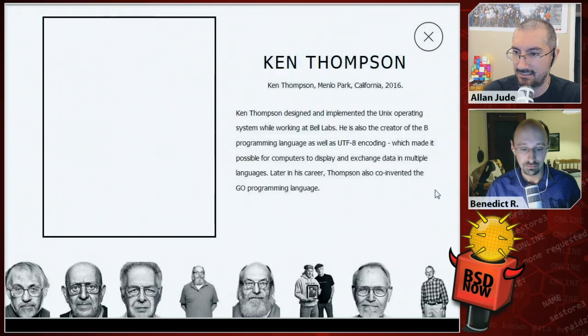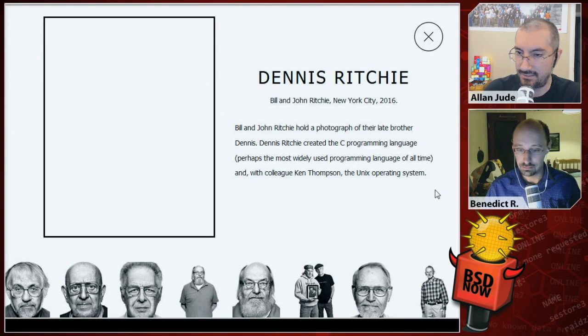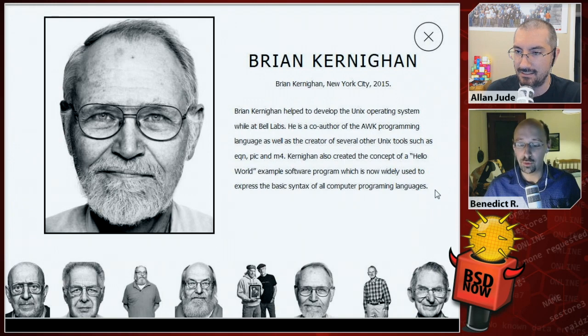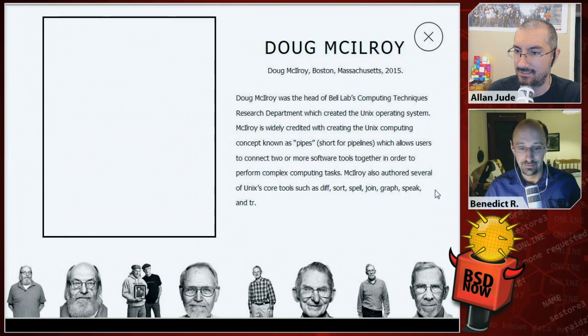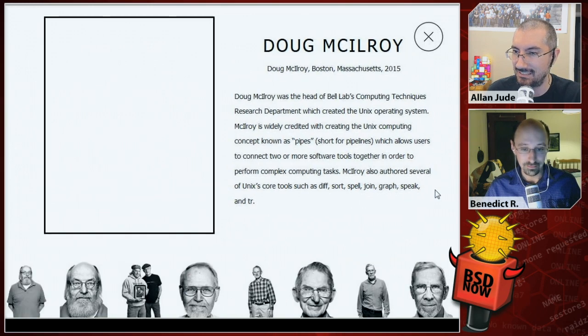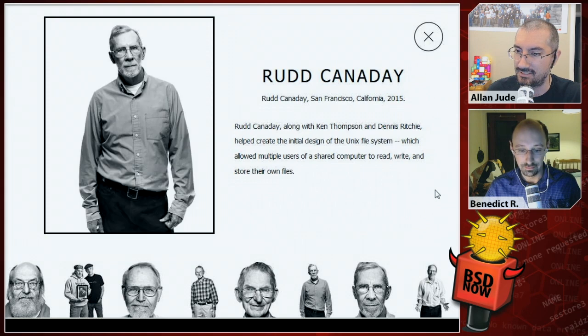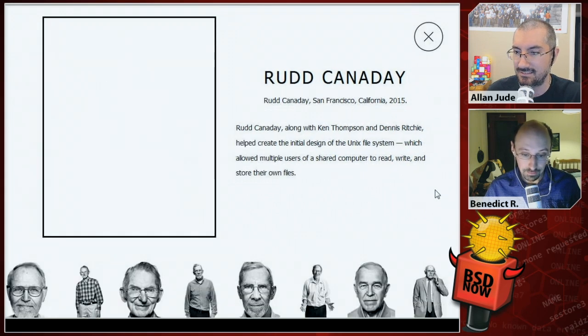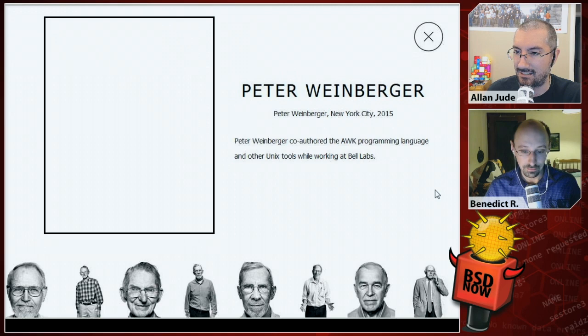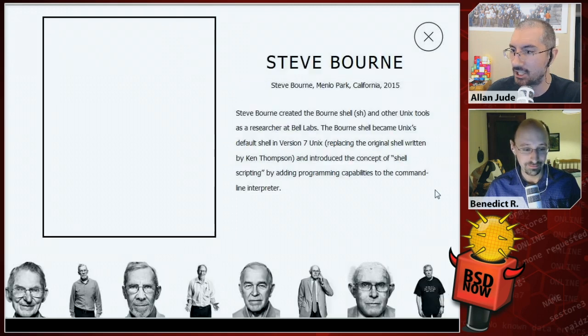That were instrumental to the beginning of Unix, like Ken Thompson. There's a picture of Dennis Ritchie held by his two brothers since he passed away. Steve Bourne is there. Brian Kernighan, who's the K in awk. Doug McIlroy, who invented pipes. Rudd Canaday, who did some of the original Unix file system before UFS. Peter Weinberger, who's the W in awk. Steve Bourne, who the Bourne shell is named after.